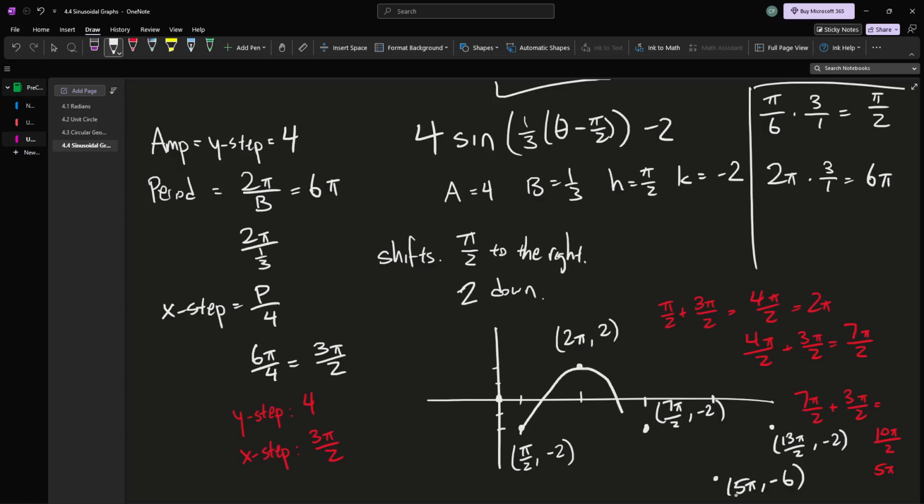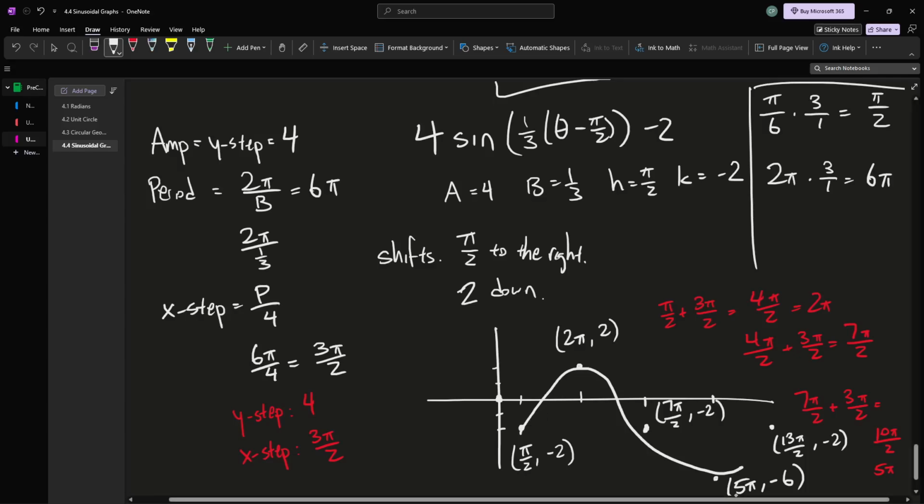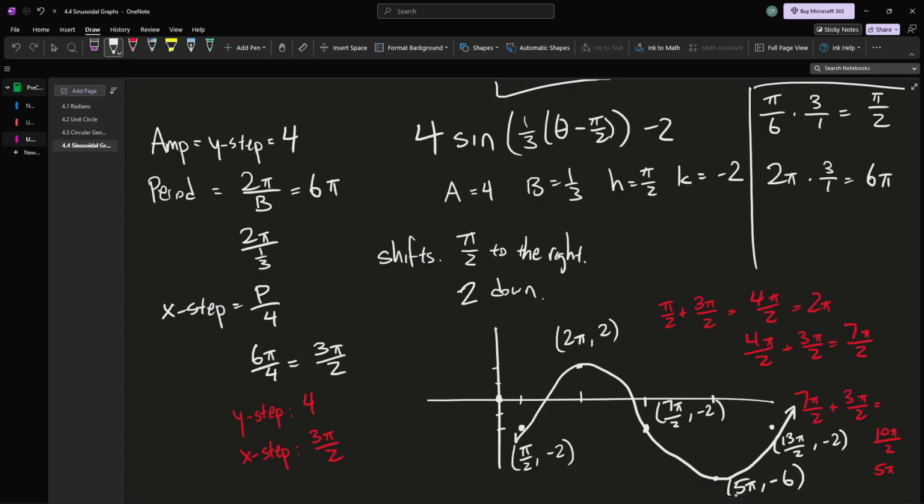I connect my dots as best I can. Let's put in more effort. That's close enough. Because we see it looks just like my sine curve, but it's much bigger, much more spread out, because my amplitude is 4, my period is 6 pi, much, much bigger. You see all my 5 points are clearly labeled. It is a nice smooth curve that touches or gets really close to every single point. And that is what you need for full credit for a graph.